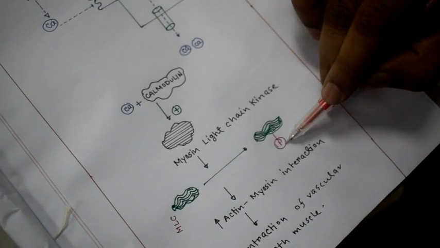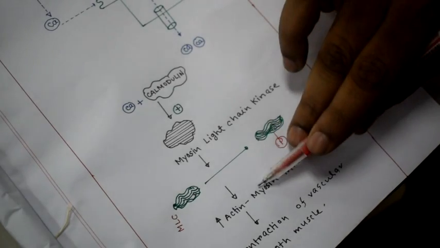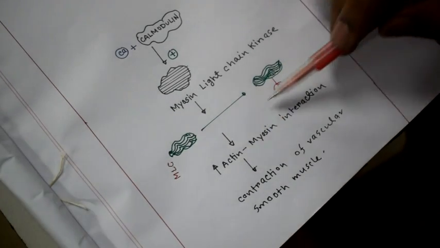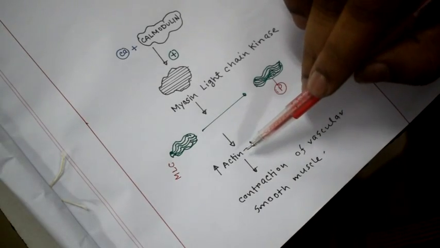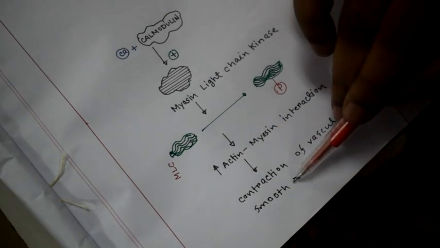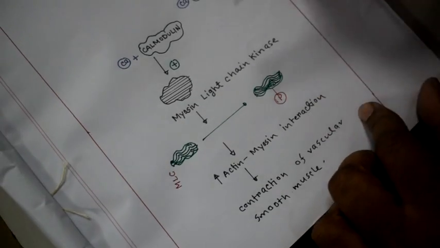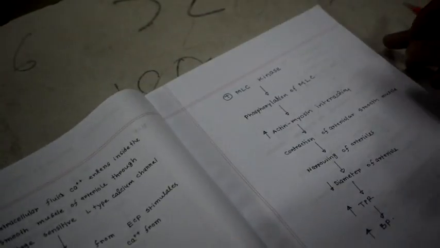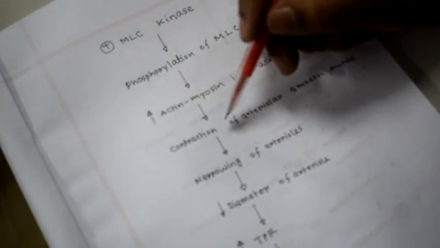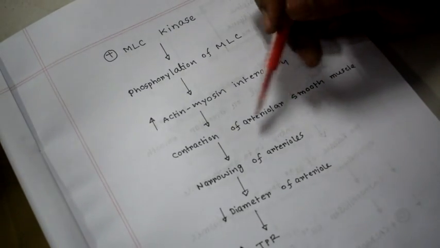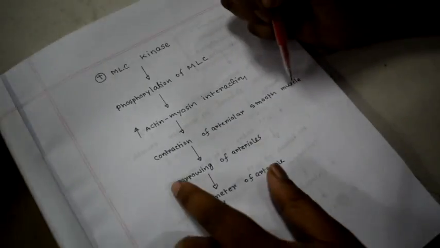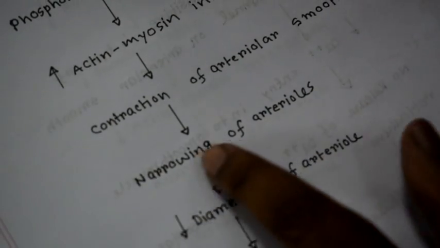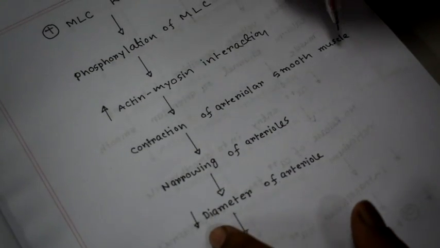When a phosphate group is added on the myosin light chain, it can interact more with actin. So there is more actin and myosin interaction, and more actin and myosin interaction leads to contraction of vascular smooth muscle. When your vascular smooth muscle contracts, your arteriole becomes narrow, and when your arteriole becomes narrow, the diameter of the arteriole goes down.